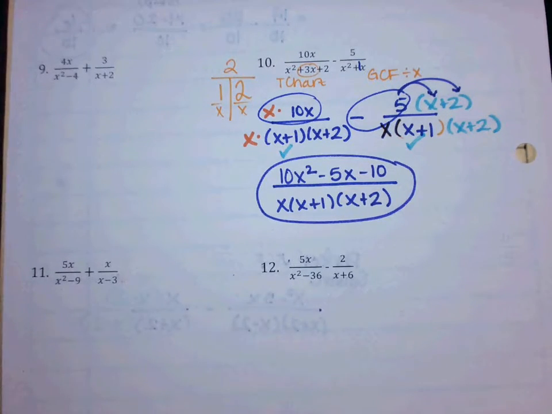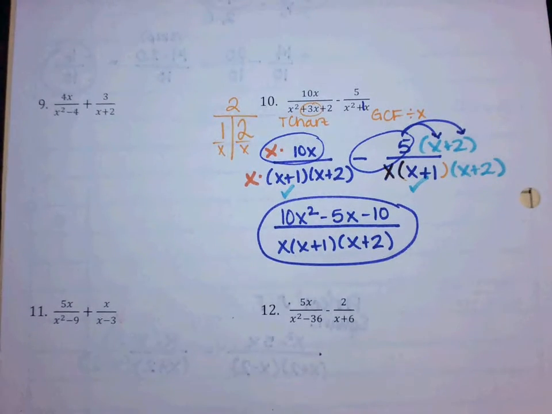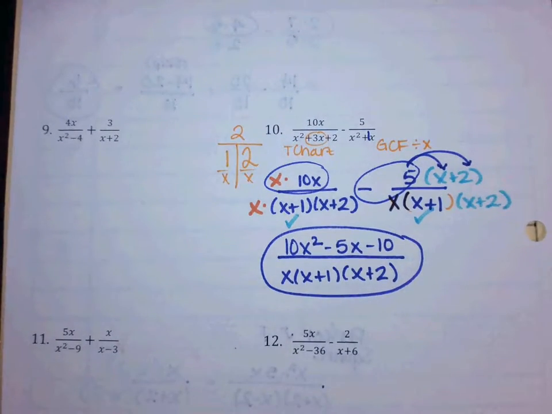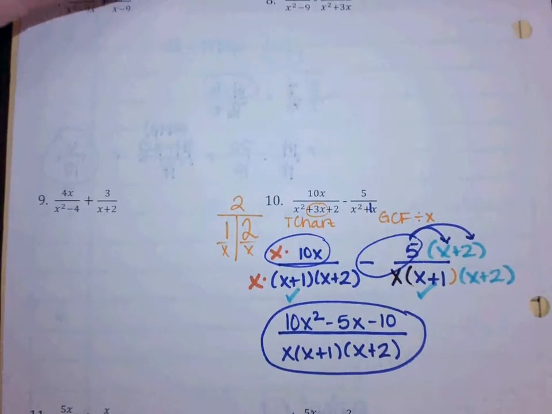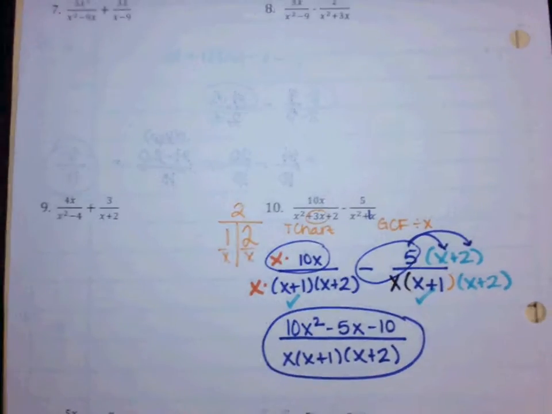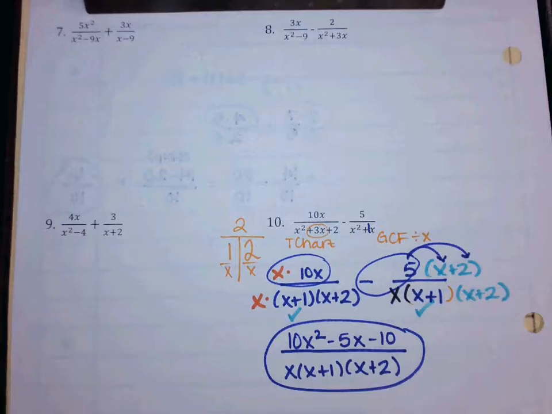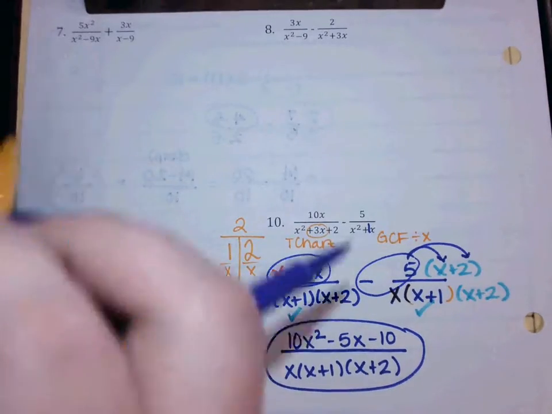Alright, let's do one last one here. Let's do number 7. Top left-hand corner. Okay, number 7. Okay, first question, looking at the bottom. How are we going to factor this side right here?